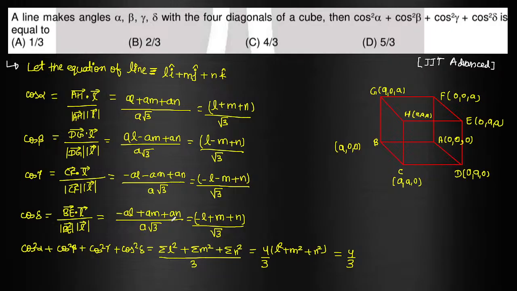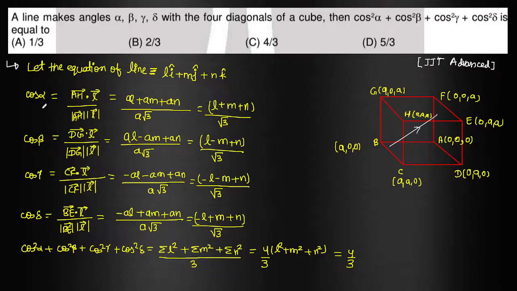Now this is also IIT Advanced relevant. So we have a line that makes angles alpha, beta, gamma, delta. So a line making alpha, beta, gamma, delta, this is the line with the diagonals. So for the diagonal, if we put a point A at 0, 0, we have x, y, z axes. We'll plot the numbers on every point. Now what will happen if we go with the B vector?